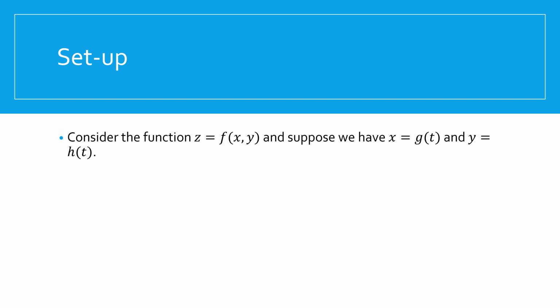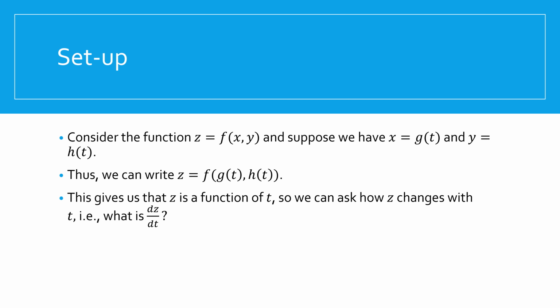Now let's consider the easiest setup for a chain rule with multiple variables. We start with a function of two variables like we've been looking at, f of x y. Suppose x is a function of just one variable t, and y is a function of just one variable t. This is the easiest case we could have. If we replace the x with g of t and the y with h of t, we see that z, equal to f of x y, is really a function of t. Since z is a function of t, we could ask, if I change t, how does that change z? That's the same as asking, what is dz dt, the derivative of z with respect to t?